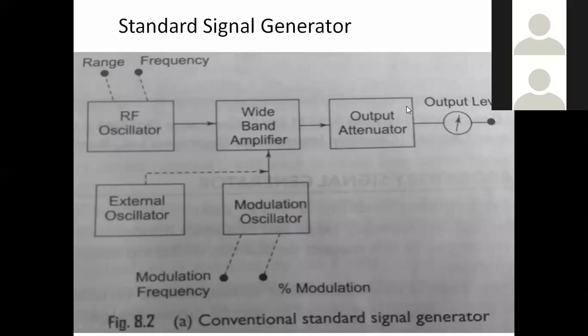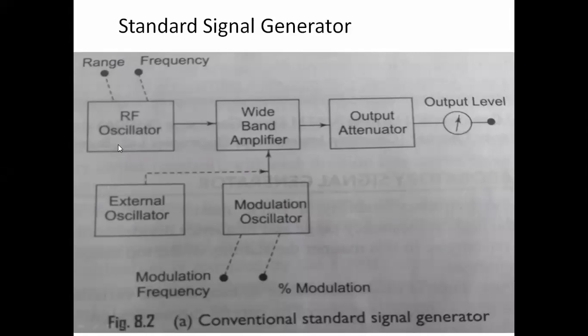In this case also we are using a radio frequency oscillator. This radio frequency oscillator will produce a very high frequency carrier signal, and the modulation oscillator will produce a small frequency signal, around 1000 hertz, an audio signal. Here the wideband amplifier is used as a modulator.